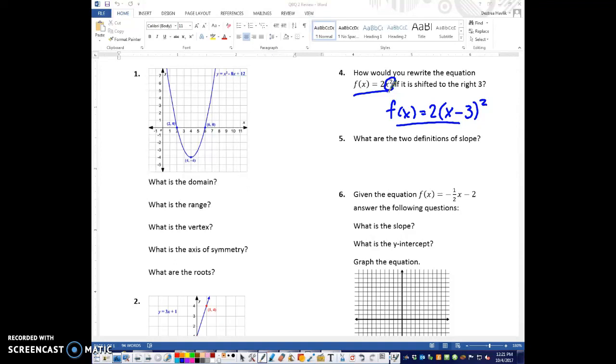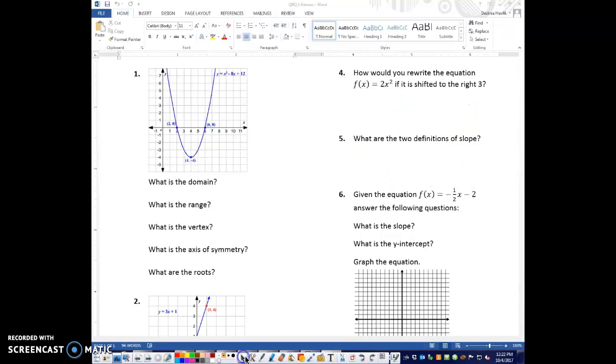Okay. Number 5, what are the two definitions of slope? So what are the two definitions of slope? It is rise over run, not run over rise. You have to wake up out of your bed, you have to rise before you run. Okay, it's always rise over run. Or y2 minus y1 over x2 minus x1. Okay, either one will do.